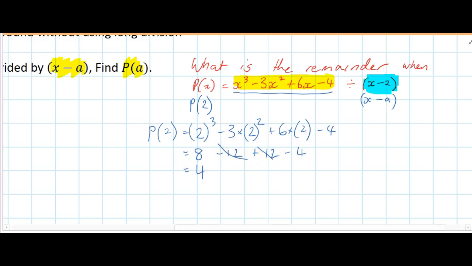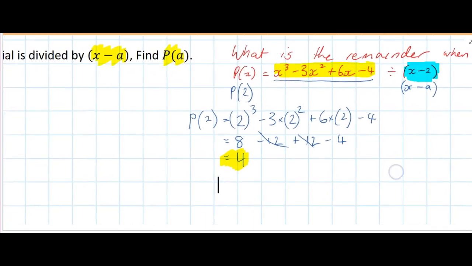So what this has done is saved us all the time of doing that long division algorithm. For example, if we were just trying to find the remainder when one polynomial is divided by something else, you don't have to do long division. You can simply substitute in the negative of the factor there, and you'll get your remainder. No good if you're trying to find out what the factors are, but good if you're just trying to find the remainder.